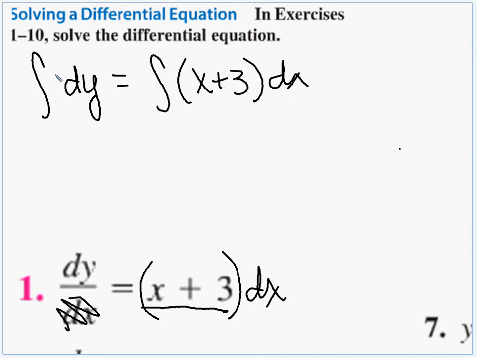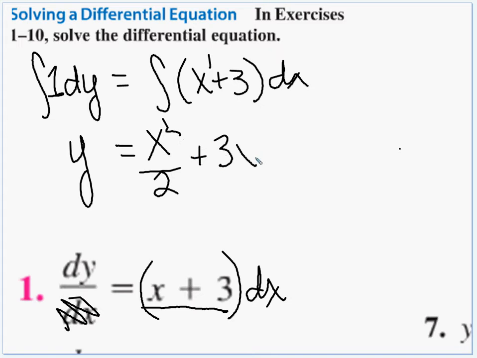So if we antiderive here on the left, the antiderivative of 1 with respect to y is y. And then here we've got two terms. We'll do each term separately. So here's x to the first. We can raise the power by 1 and divide by the new power. And then here's a 3. Antiderive that with respect to x, that'll be 3x. And then add our constant to this side. Remember, we'd have a constant on both sides. Combine them into one constant.